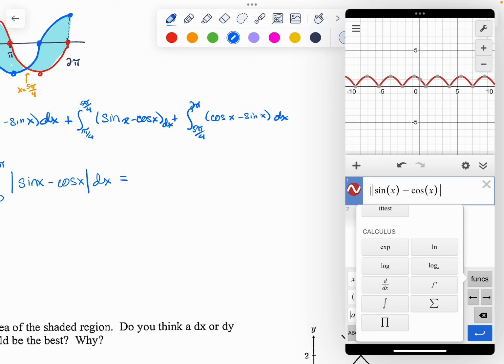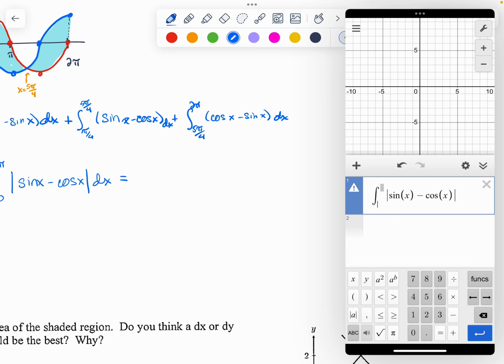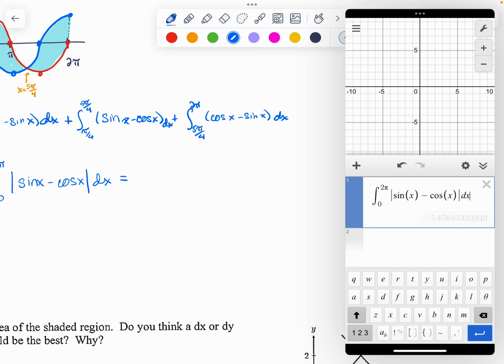I wanted to be finding my integral from 0. Where's the calculus section? If you hit func, the func part, and then it gets mad if you don't put in your dx, and you can get that in the ABCs, so dx. Ta-da!